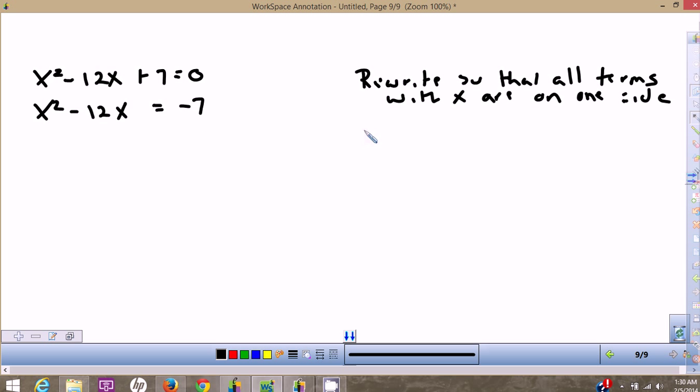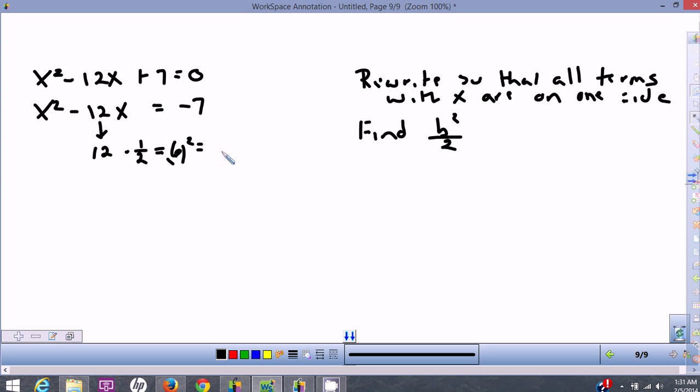Now, the next step is find (b over 2) squared. This is how I look at this. You take the number in front of the x, 12, times 1/2. Cut it in half. Whatever value it is, cut it in half. So 12 cut in half gives me 6. And then you square 6. Square your answer. That gives me 36. So take whatever value is in front of your x, halve it, square it, and then add it to both sides.